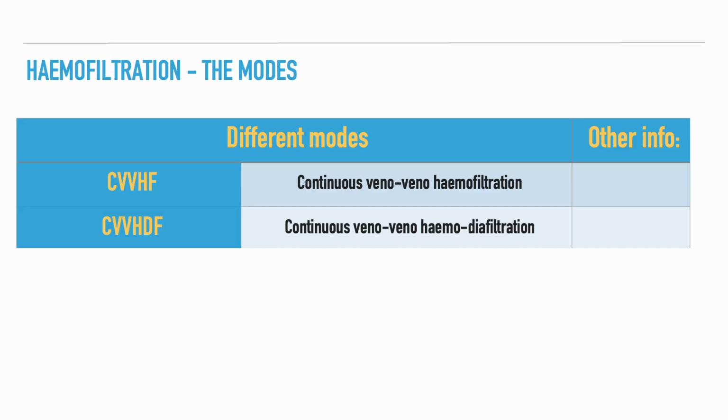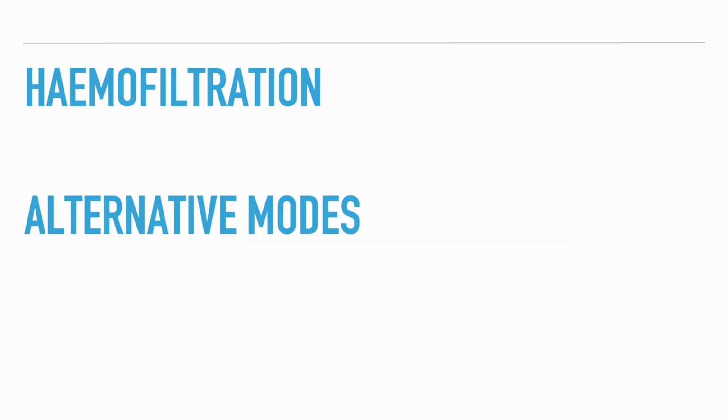The benefits of hybrid modes is the clearance of molecules of different sizes. Different units will have different machines that can perform different modes. In practice, they do not offer a big difference, and we don't need to decide between the two. Usually your unit will offer one or the other. So let's move on.